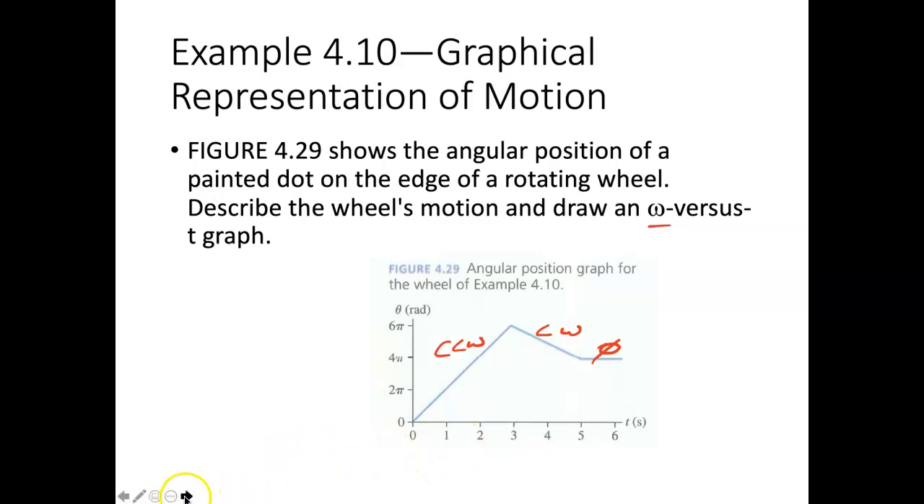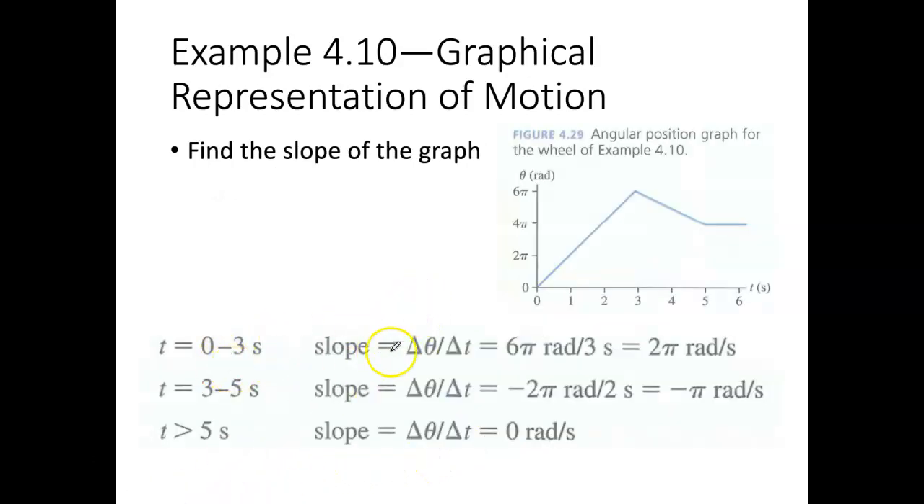So that's our figure. If we go on to the next one, we're going to actually find out what these are. If I go from 0 to 6 pi radians in 3 seconds, then my angular velocity here is 2 pi radians per second. If I go from this point to this point, now I've got 4 pi minus 6 pi, which gives me negative 2 pi radians, and we do that in 2 seconds. So that's negative pi radians per second. And then here we're not moving at all, so that's just 0 radians per second.